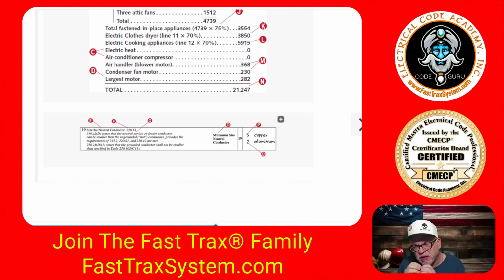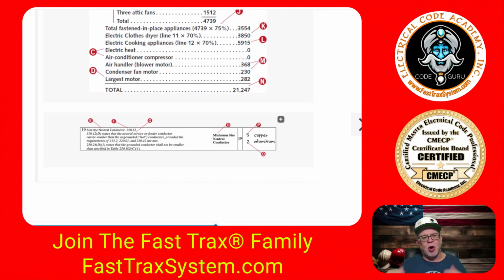But there's a specific requirement in D. So I have to make sure that I can handle the calculated load, whatever the neutral load is that we just calculated, which was 89 amps. And it also reminds us that it cannot be smaller than what's in 250.24(D)(1), which ultimately sends us to 250.102(C)(1). So that's a minimum size. But we still have to have the sizing to handle what? Our calculated grounded neutral conductor's load.